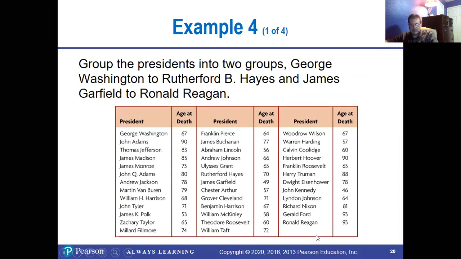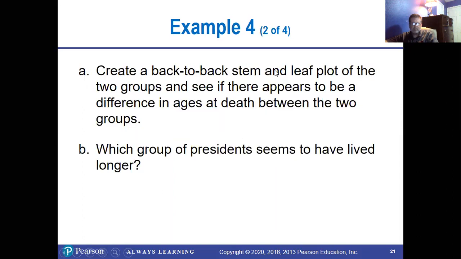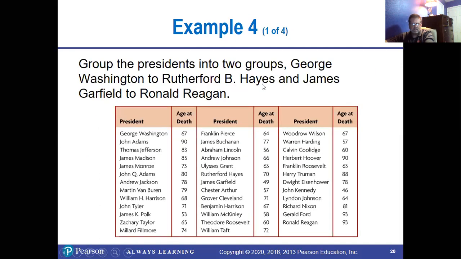So we want to organize that, and we're going to use a back-to-back. You would need to go back and see what's the youngest. The youngest, I believe, would probably have been Kennedy, 46. Here's a 49. There are no 30s. Oldest are in the 90s. So you're looking at 40s, 50s, 60s, 70s, 80s, and 90s. No hundreds.